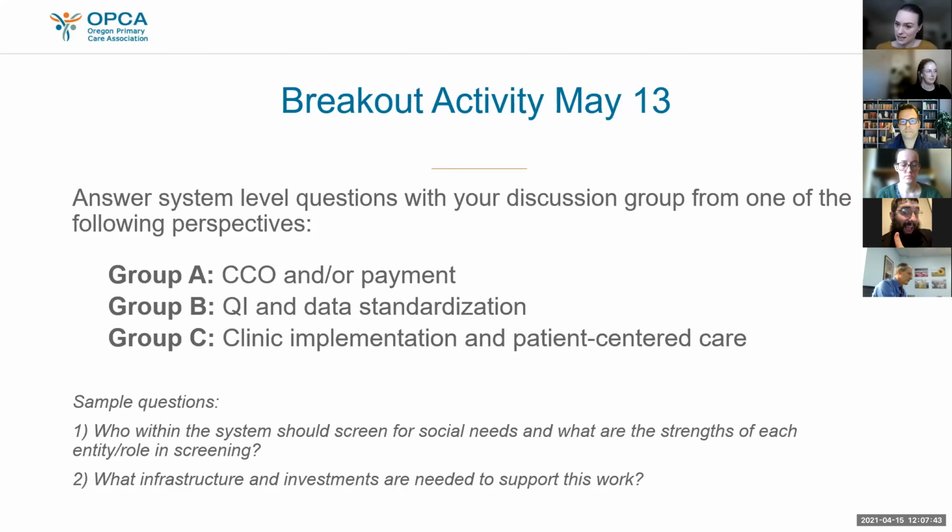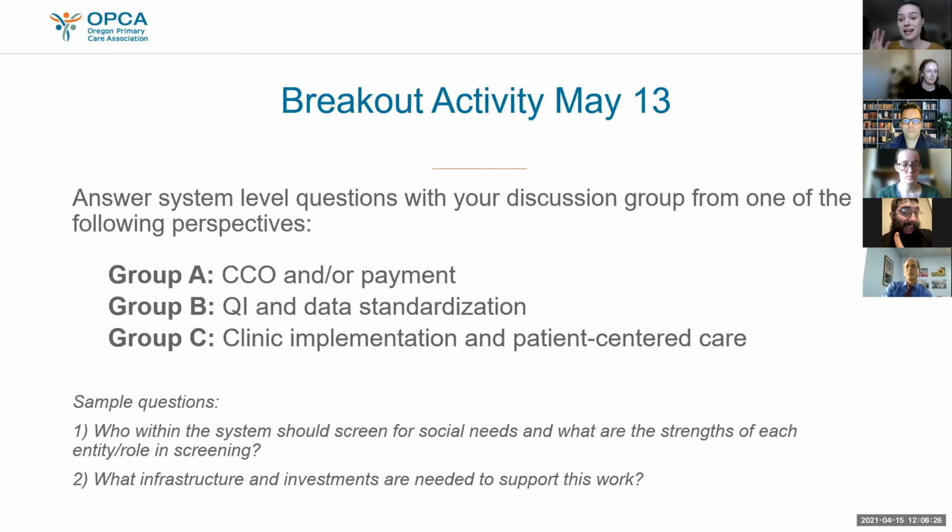So our breakout activity on the second day, we'll be breaking into groups to discuss Oregon's readiness for social data sharing, as well as some other system level considerations. And we'll be having you choose a group of the perspective that you find the most interesting or that you're the most passionate about, and really sticking to answering that series of questions from one of these perspectives. So group A is really CCO and or payment concerns. Group B will be quality improvement and data standardization at the system level. And then group C will be clinic implementation and patient-centered care concerns.